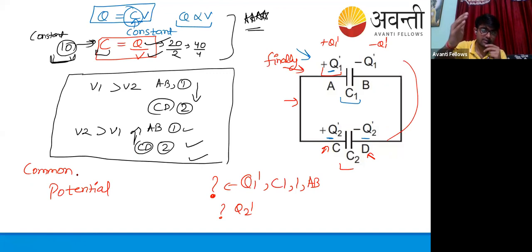Charge will flow from higher potential to lower potential, and with the flow there will be stable charges. And when the stable charge condition occurs, the potential difference will be the same throughout the system. Okay, same throughout the wires. Across the capacitor plates, both the capacitors will have the same potential difference. And let us assume that the common potential is V.